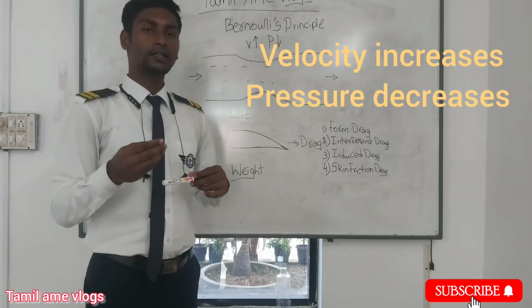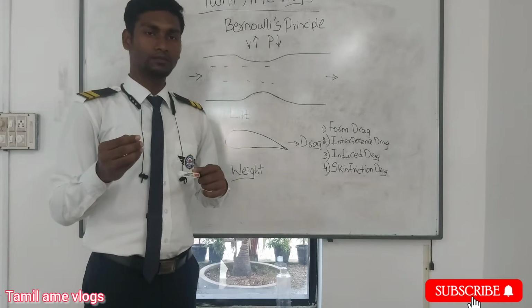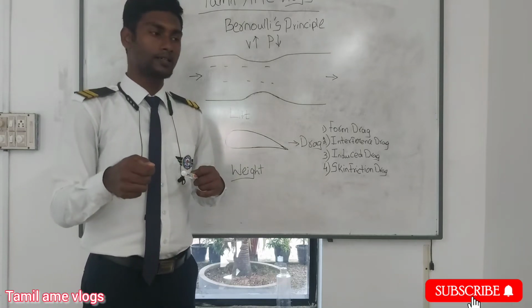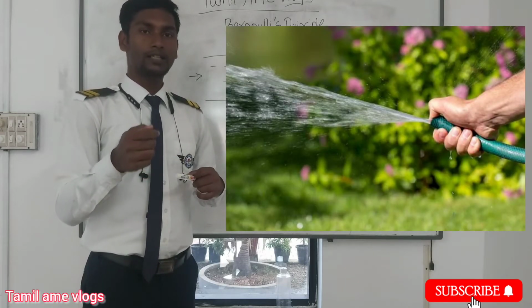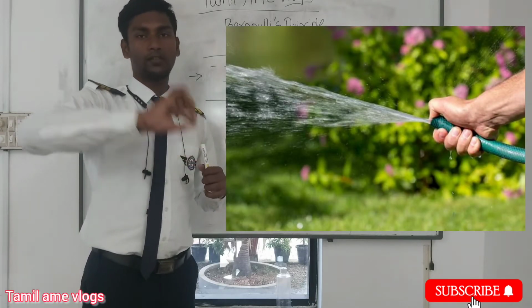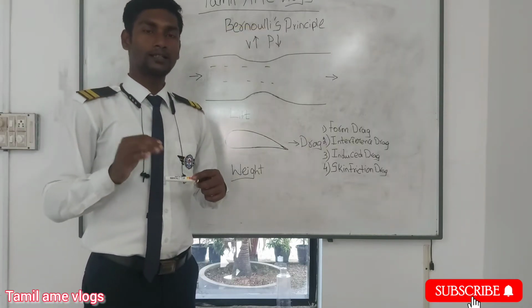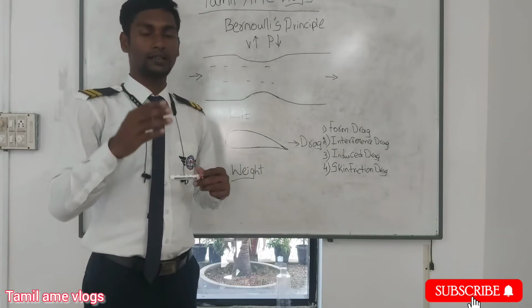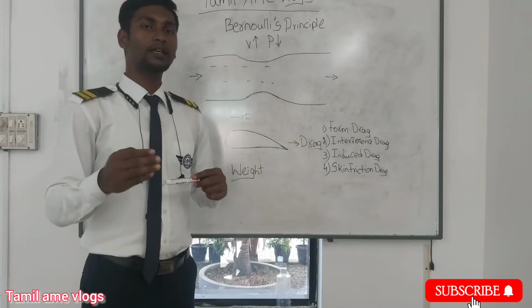How do we prove this Bernoulli's principle? In your house, you guys are used to doing gardening with those water lines, right? If you block some area in the water line, the water will get high velocity and reach some high distance, right? In that area, the velocity will decrease and the pressure will increase. Like that we can say. This is the experimental method for proving Bernoulli's principle.